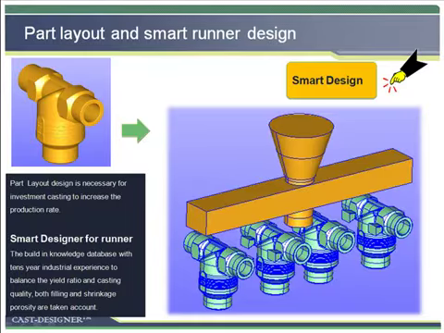It builds a knowledge database, with 10 years of industrial experience, to balance the yield ratio and casting quality, where both filling and shrinkage porosity are taken into account. However, the shape of the main runner and the pouring cup is quite simple, so it still needs some adjustment later to match the real geometry, based on the same or similar volume.